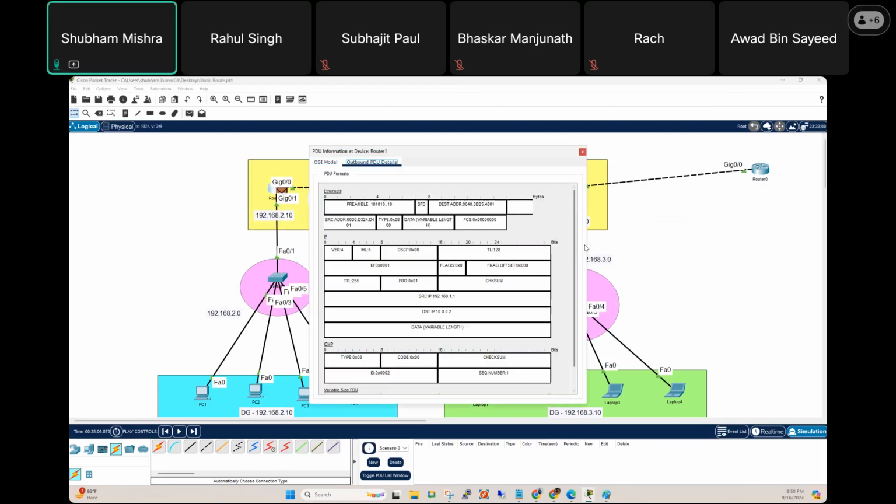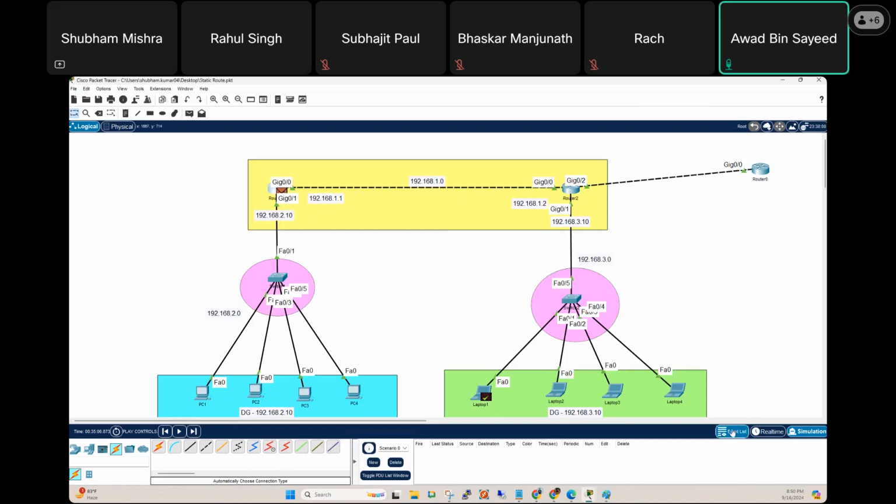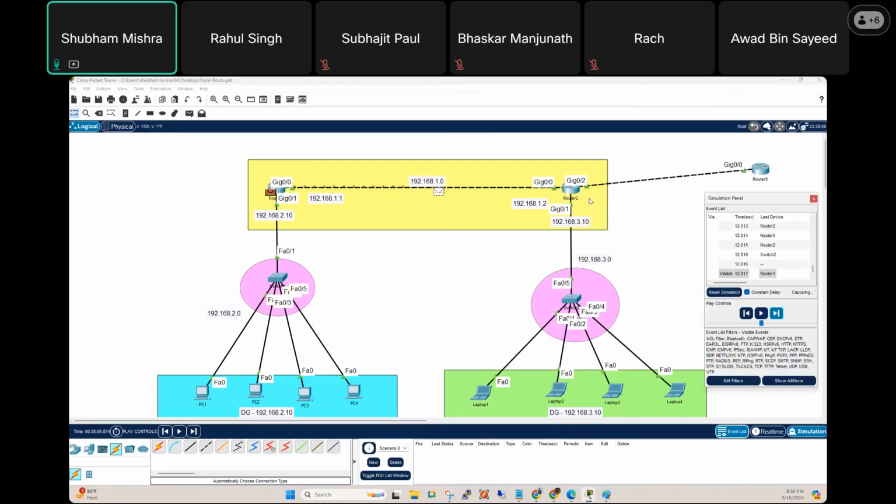See here, let me open the packet. Source IP will be 192.168.1.1. Destination is this one, right? Now it will send the packet to R2, R2 forward to here, because you already configured the default route, right? But in case there is no default route, only 2.1 network route is there.